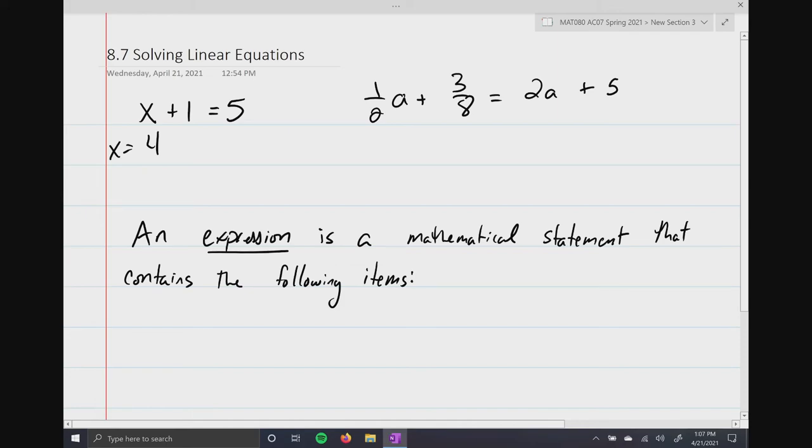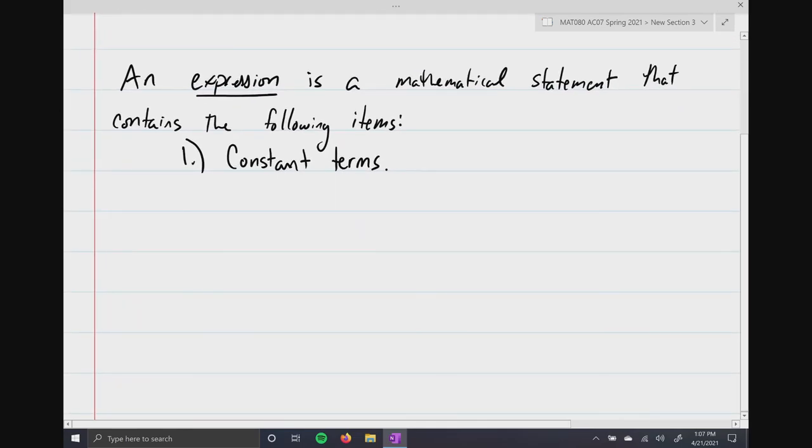So the first one are what we call constant terms. Okay? So that's the first. Now, I'll explain what terms are in a second when we actually look at what an expression is. The second thing that an expression has would be variable terms. All right, now here's what makes them different. Constant terms are only numbers. So like 3, negative 5, 1.23, 7 over 8. Those are all constant terms because they're just numbers.